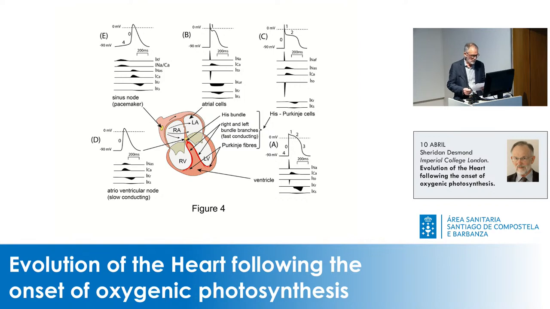Thus, the heart can be thought of most essentially as an oxygen pump and a direct consequence of the rise in atmospheric oxygen following the onset of oxygenic photosynthesis 2.5 billion years ago.